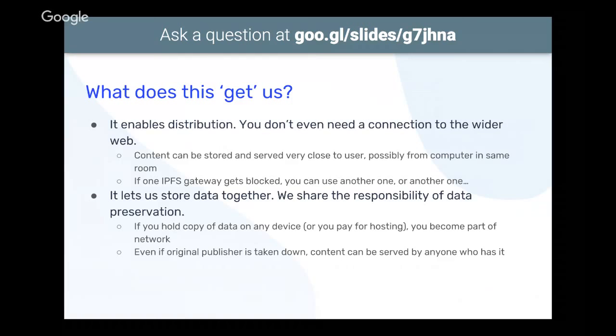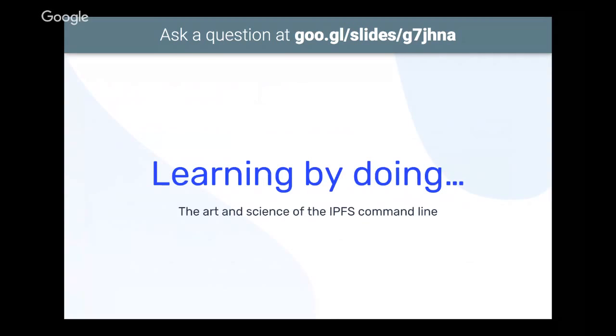It also lets us store data together. What we end up doing is sharing the responsibility for data preservation on the web. If you hold a copy of data on any device, or you pay through Filecoin or something like that, which we'll talk about later in the week, you become part of the network. And even if the original publisher goes down, the content can be served by anyone. So you can circumvent things like government censorship by sharing the preservation of content online.